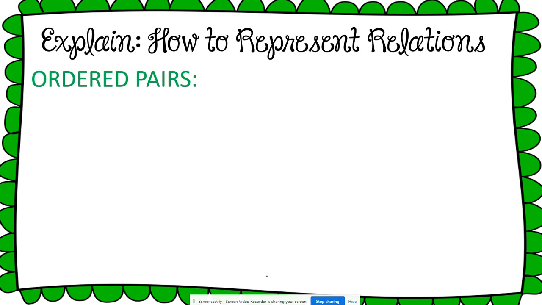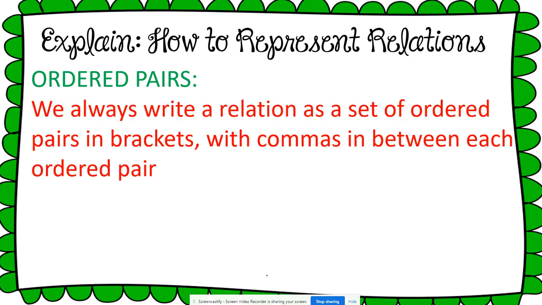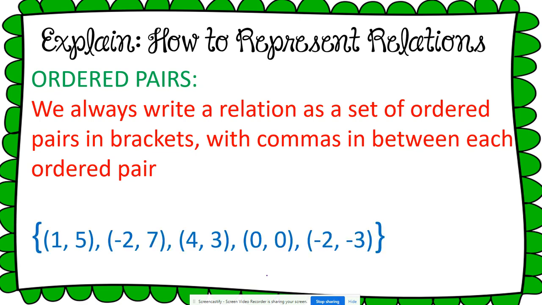Now we represent relations in a lot of different ways. So I've talked to you a little bit about these. When we write ordered pairs, we always write a relation as a set of ordered pairs that are in brackets with commas in between each ordered pair. So for example, you see that we have each ordered pair, and remember that ordered pairs are inside parentheses with a comma separating them. But then to separate each ordered pair, you also see another comma, and you notice that all of these ordered pairs are within brackets to show that this is one relation and that all of these are related to each other.